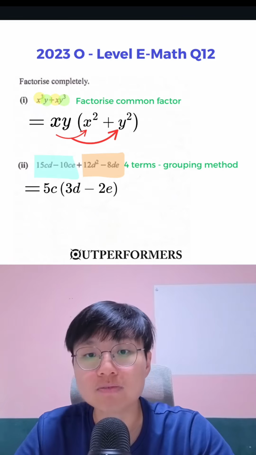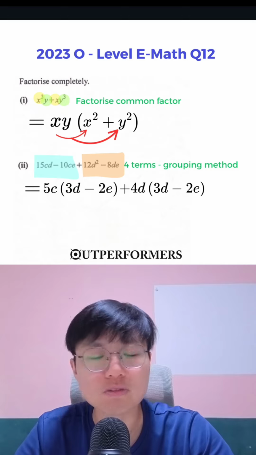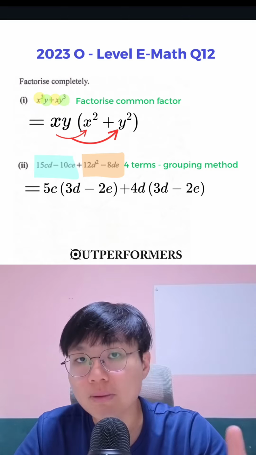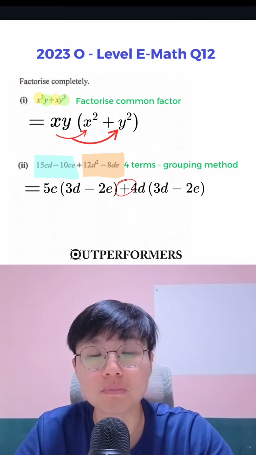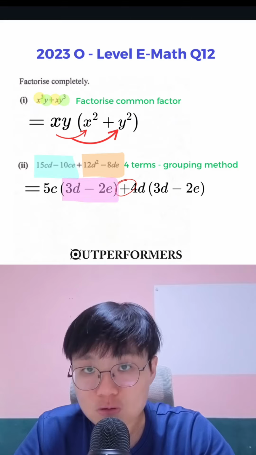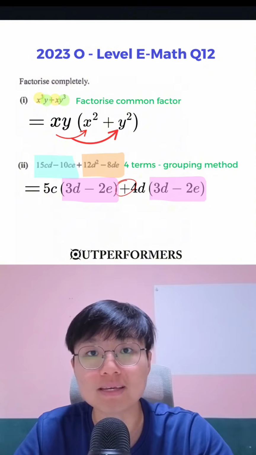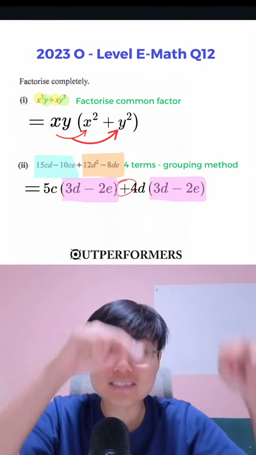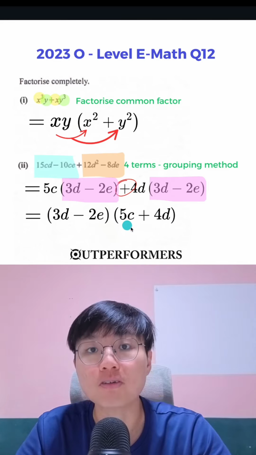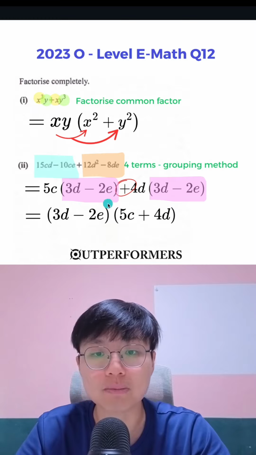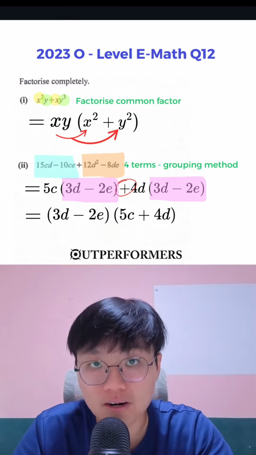We do the same for 12d squared minus 8de, and we have 4d as the common factor with 3d minus 2e inside. But at this point, you have to realize that we are still not factorizing them enough because there's still a plus sign in between. And usually after the grouping method, we will have these 2 terms that will be the same. That's when we can factorize these terms out over here to have the remaining 5c plus 4d right here. And once you reach this stage whereby between the bracket there's no plus or minus, then you have fully factorized a certain term.